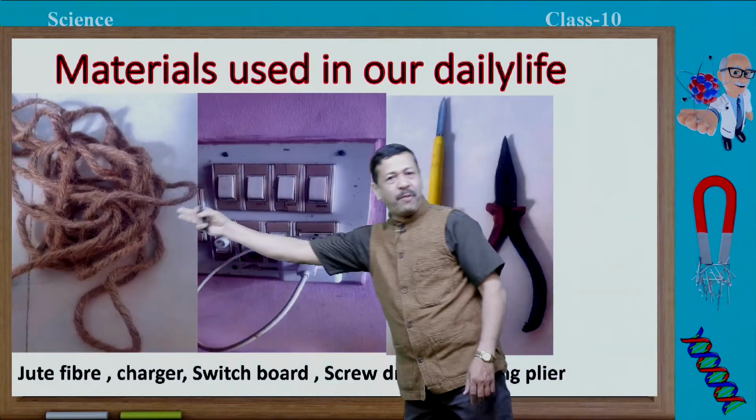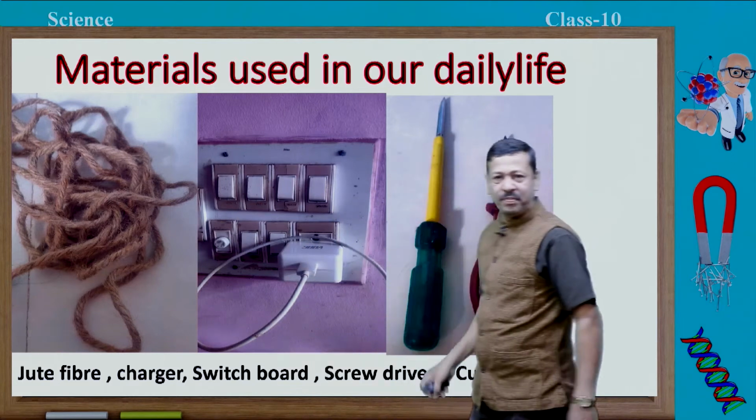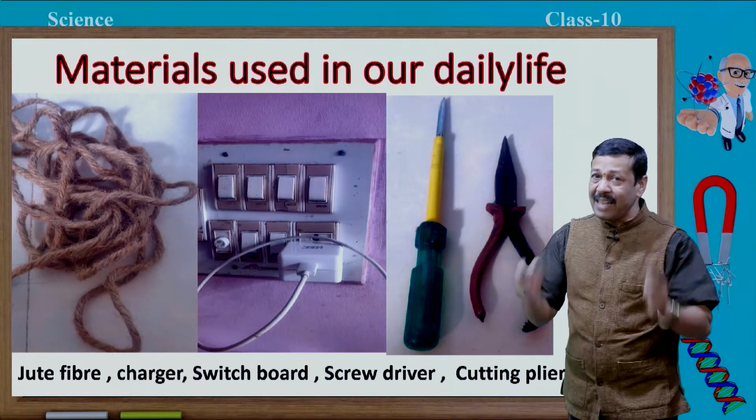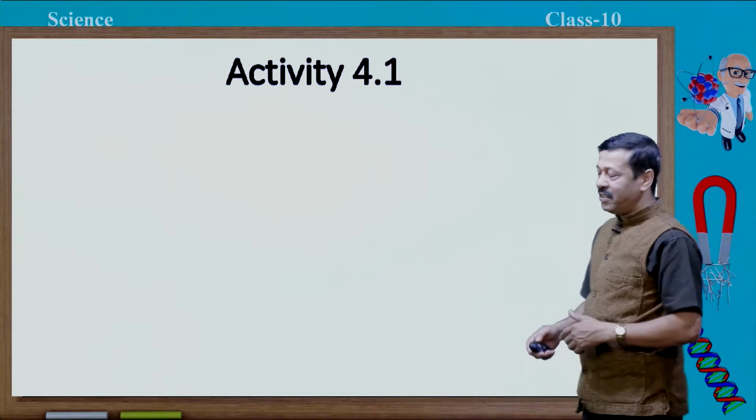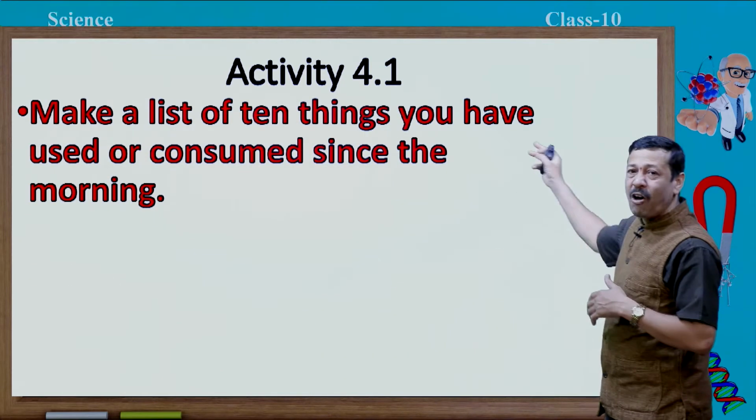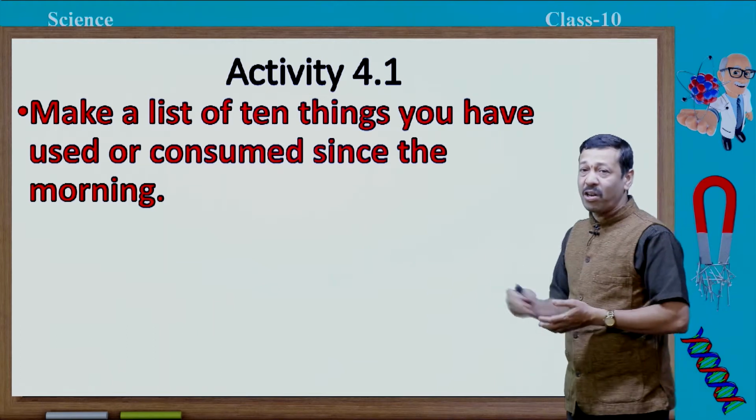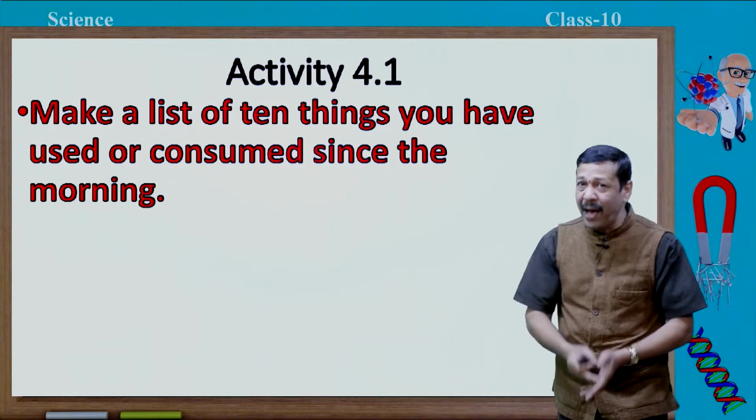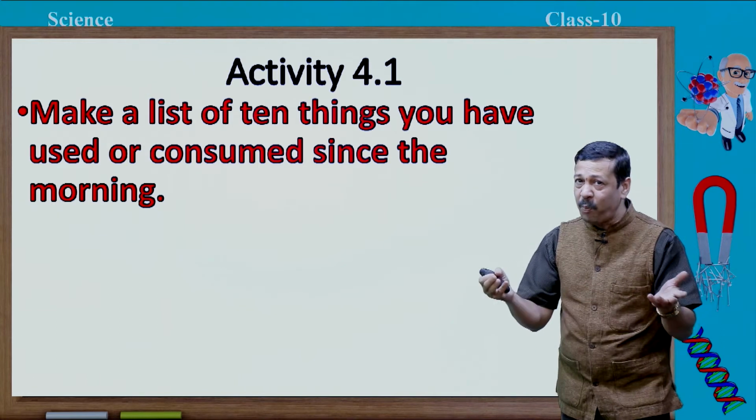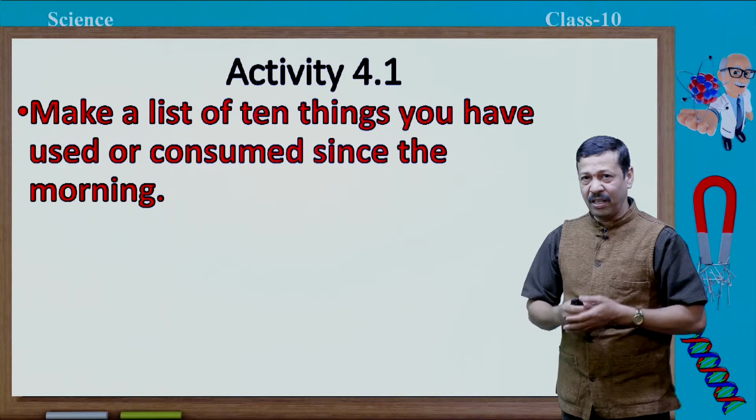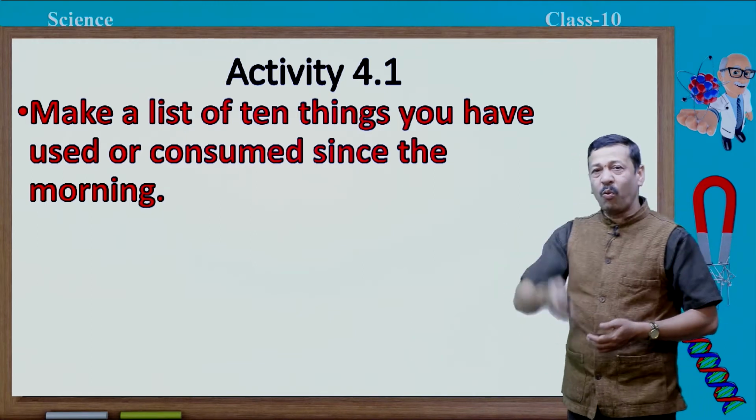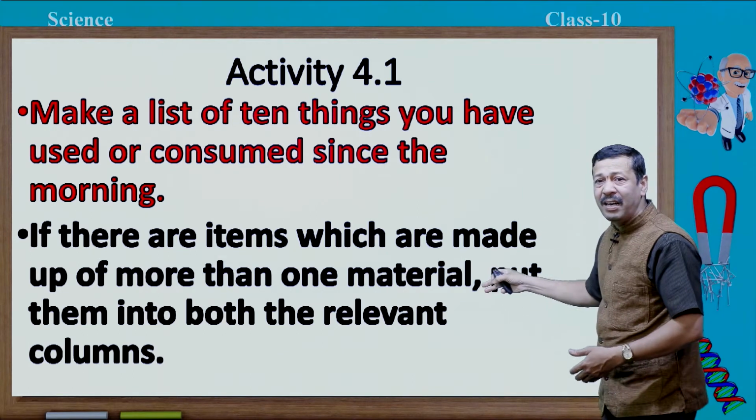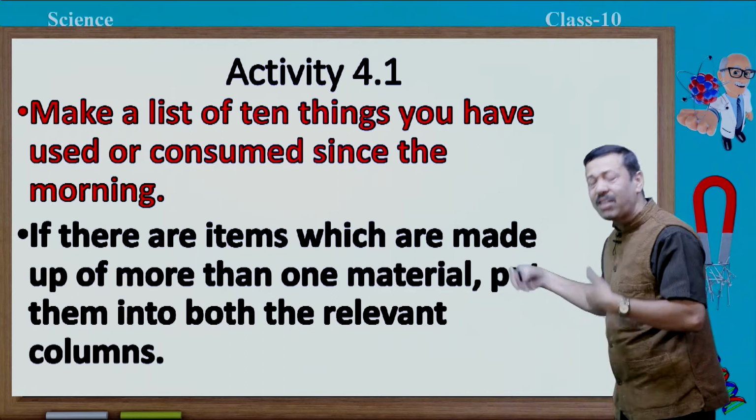Here you are seeing jute fiber, switchboard, charger, screwdriver and cutting plier. Let us have an activity. That is activity 4.1. Make a list of 10 things that you have used or consumed since the morning. I hope you are ready with textbook, notebook, pen. If there are items made up of more than one material, put them into both relevant columns.